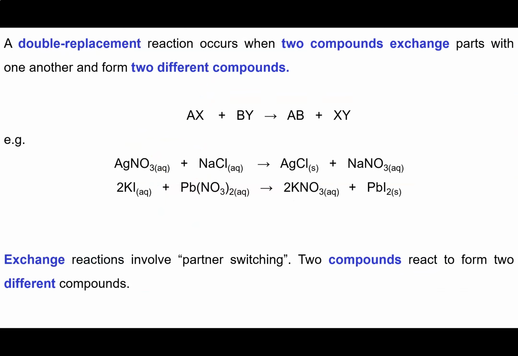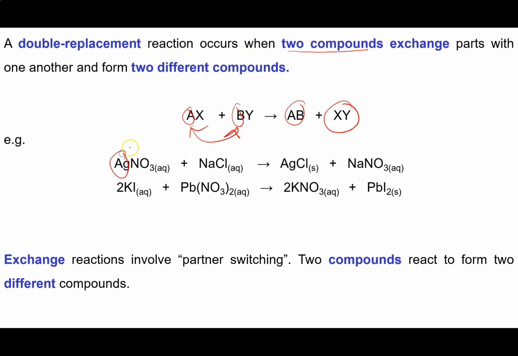So a double replacement reaction occurs between two compounds, and what happens here is that they kind of exchange parts. They flip partners, right? So we have compound 1 reacting with compound 2, and they're going to swap parts. And what we're left with is compound 3 and compound 4. So two compounds react to form two new compounds by exchanging parts.